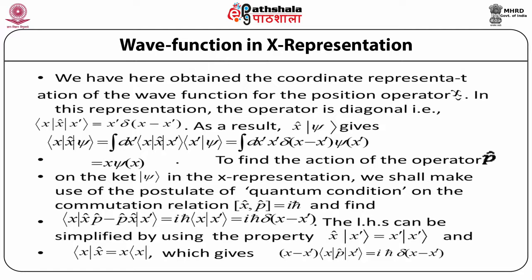The left hand side can be simplified by using the property operator x acting on ket vector x prime is equal to eigenvalue x prime ket vector x prime and bra vector x operator x is equal to x bra vector x, which gives x minus x prime bra vector x operator p ket vector x prime is equal to i h cross delta x minus x prime.